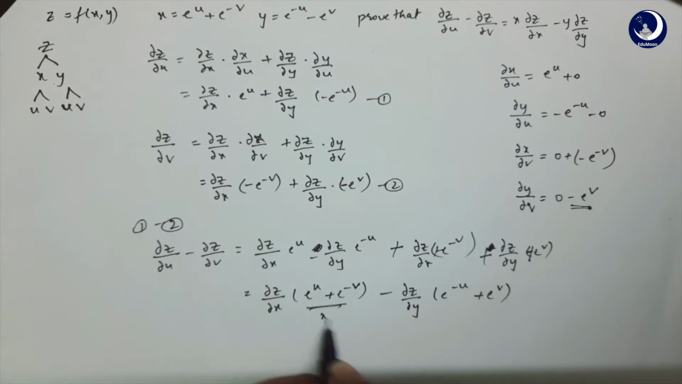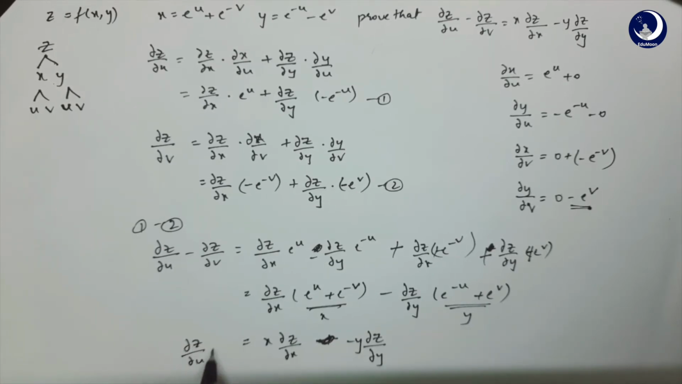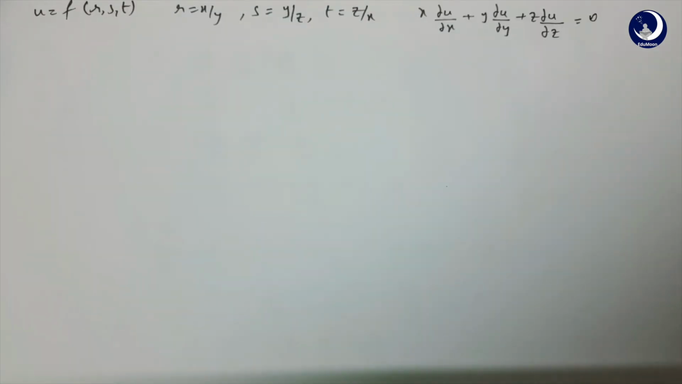This is nothing but x and this is nothing but y, so that gives us x ∂z/∂x minus ∂z/∂y into y, which is what they asked us to prove. So let's solve another problem.